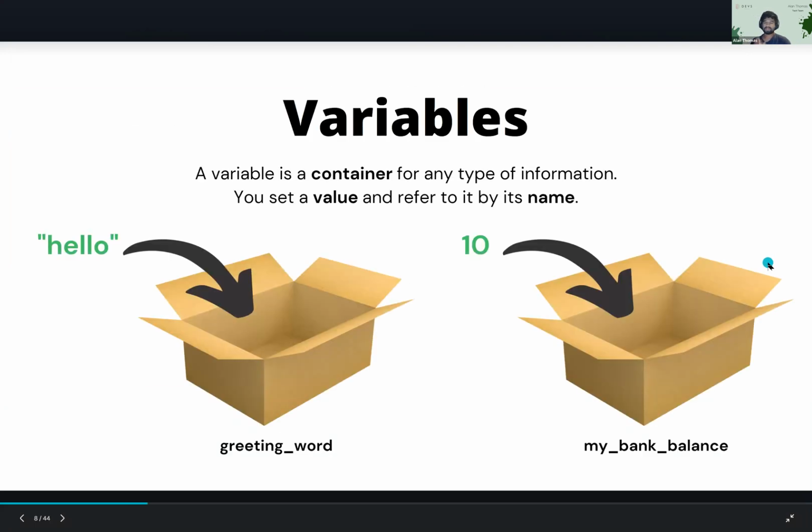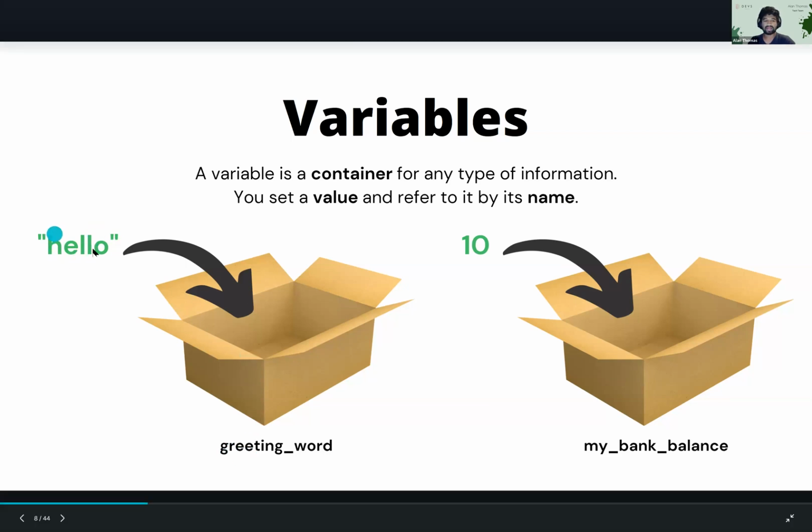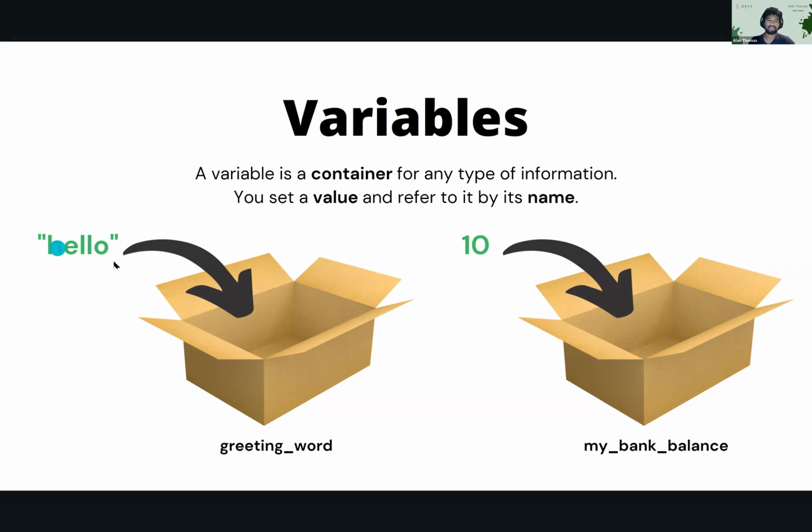Sick. So we're going to be starting to look at fundamental programming concepts, starting with variables. Now, a variable is simply a container that holds any type of data. For the different parts of a variable, you can set it a value, and you refer to it by its name. Now, I represented a variable in this diagram here as a box. This box has a name called greeting word, and it also has a value that you can put inside it. In this case, the word hello.